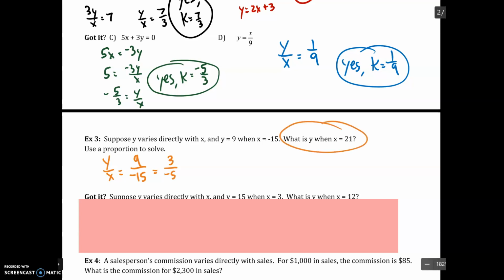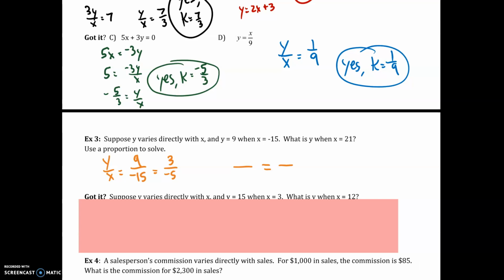Because then if I'm given a y to find, we're trying to find y in this other situation. We know that when x is negative 15, y is 9, and if that is varying directly, this ratio is going to hold true. So when I'm setting up a proportion, a proportion is always an equation using those two fractions.